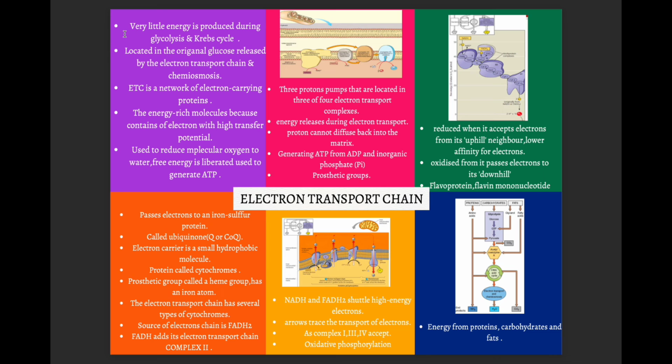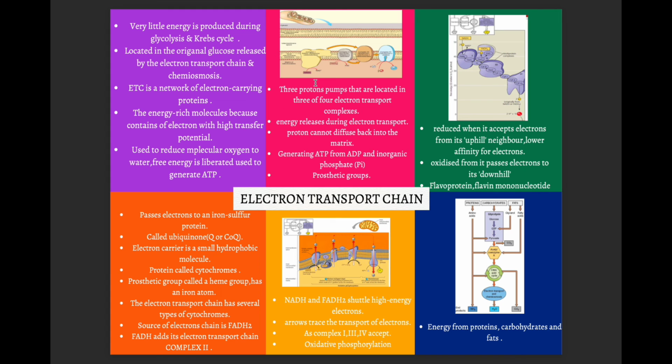First, very little energy is produced during glycolysis and the Krebs cycle. Second, most of the energy is locked in the original glucose, released by the electron transport chain and chemiosmosis. Third, the ETC is a network of electron-carrying proteins. Fourth, the energy-rich molecules contain electrons with high transfer potential. Fifth, they are used to reduce molecular oxygen to water. Free energy is liberated and used to generate ATP.